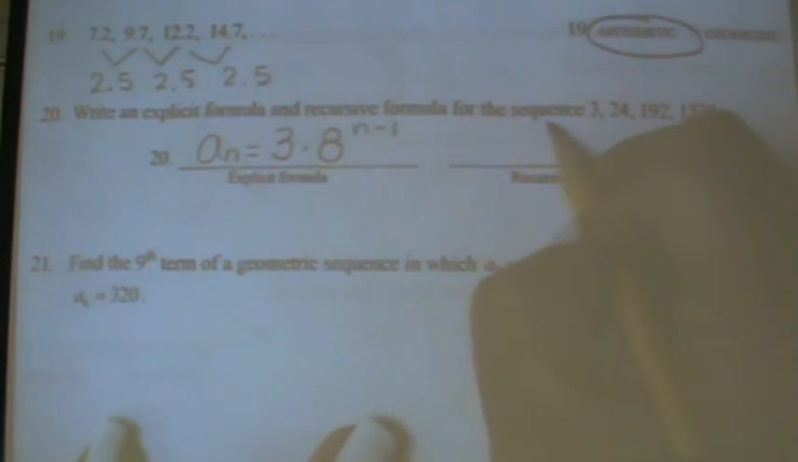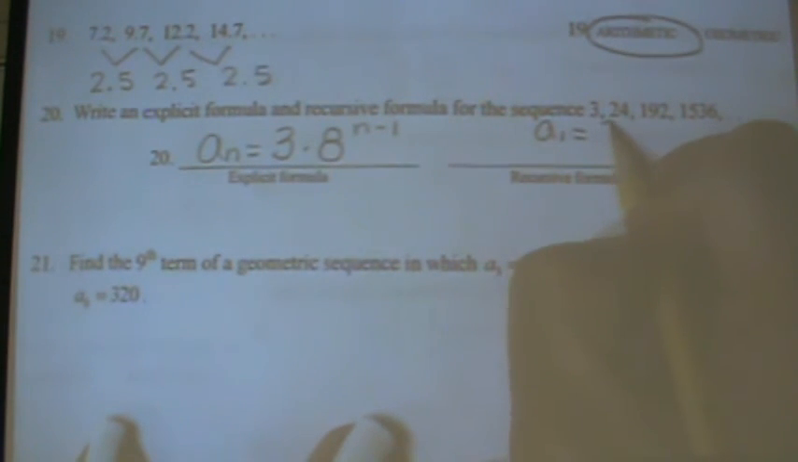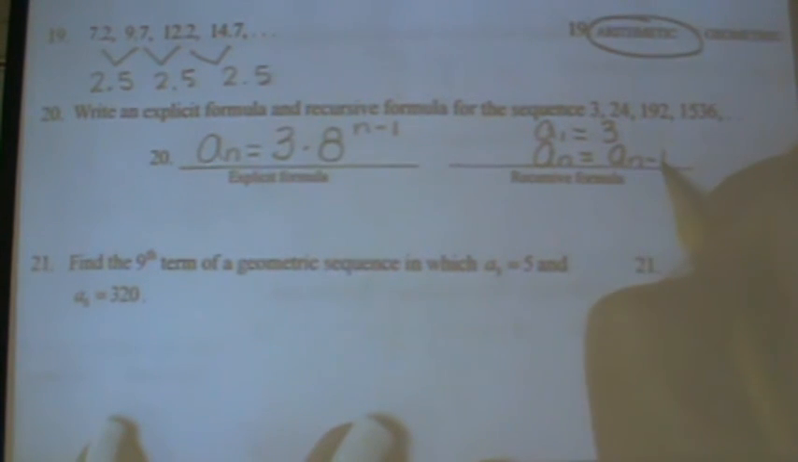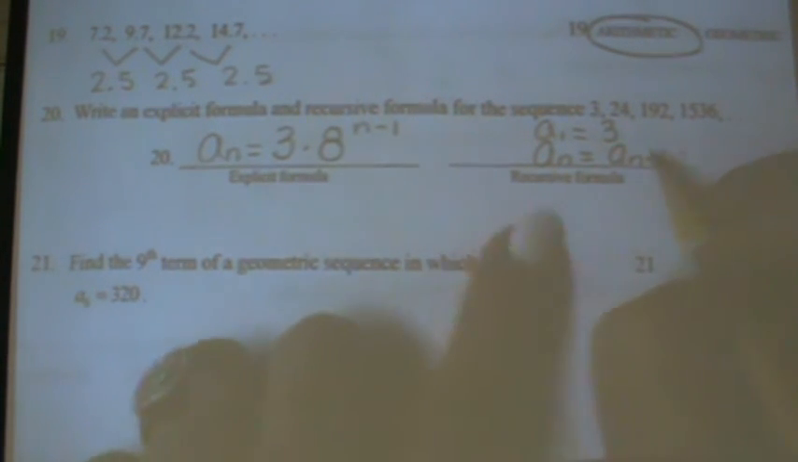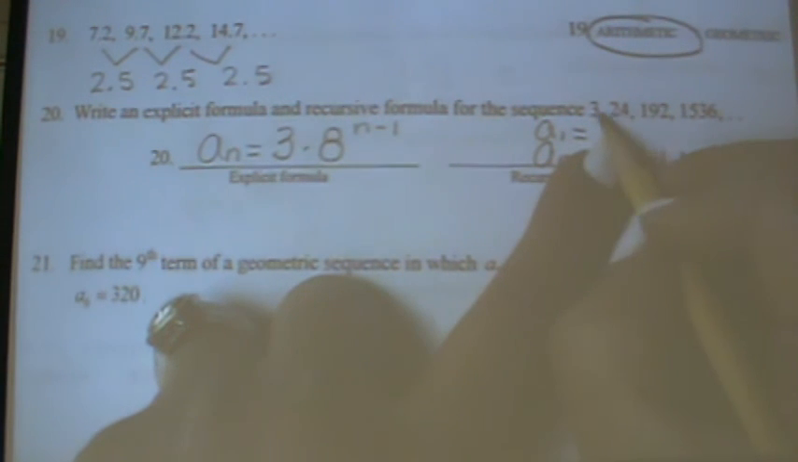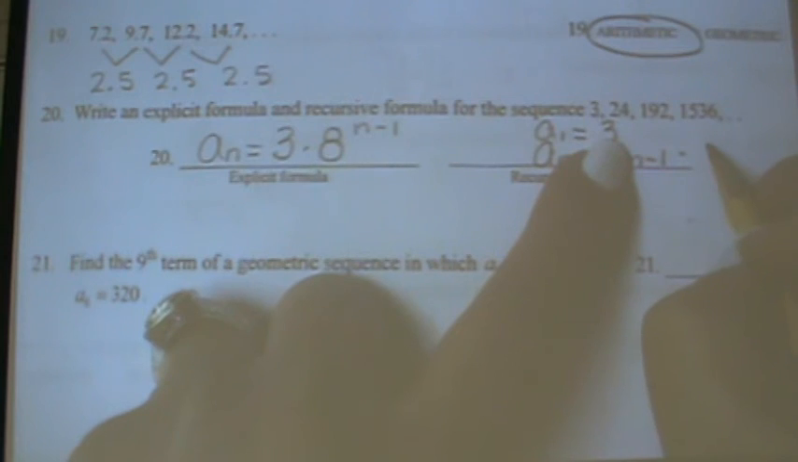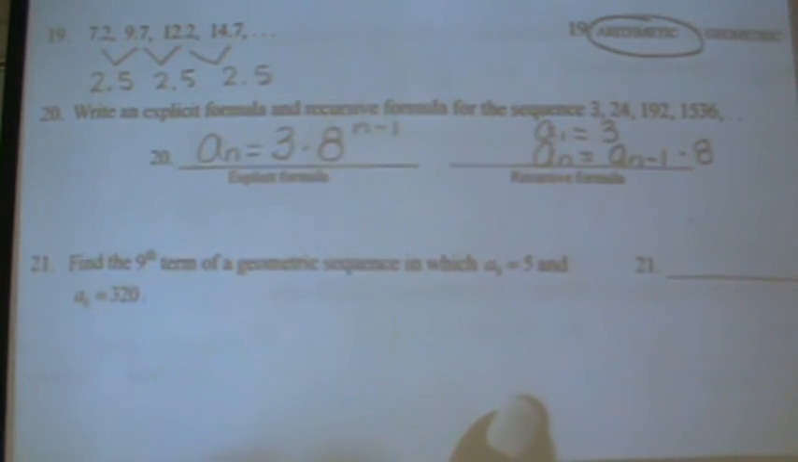In the recursive one, you state the first term, and then any term is you take the previous term and multiply it by that constant ratio. What is your ratio? How did you go from 3 to 24? You multiply by 8.